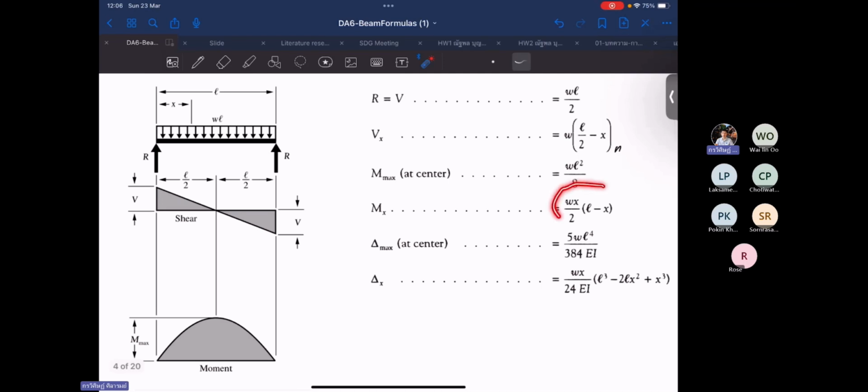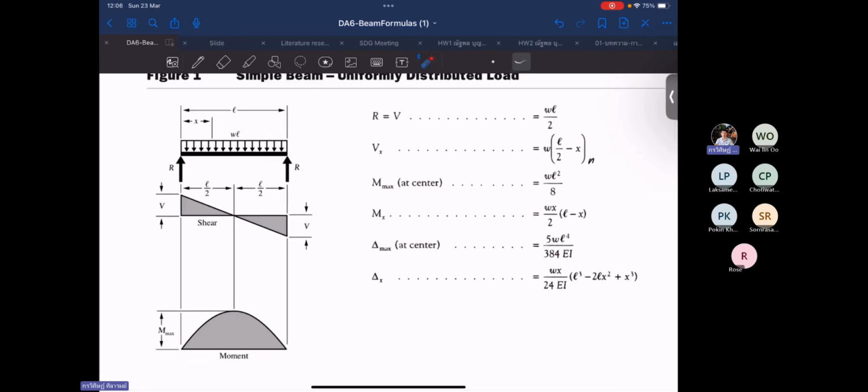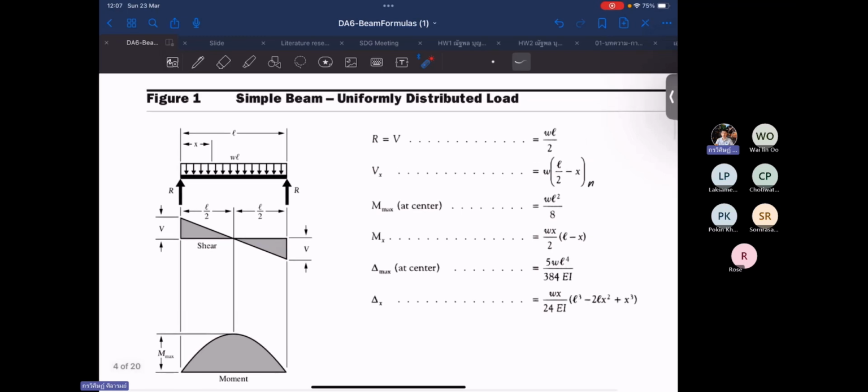For moment, you can get this equation. If you would like to know the maximum bending moment, it states that it is at the center. You only have to use omega L square divided by 8, and you will get the maximum bending moment directly, without calculation, sorry, without cutting the beam. Just have a look at this kind of table: WL square divided by 8. This is the maximum bending moment.